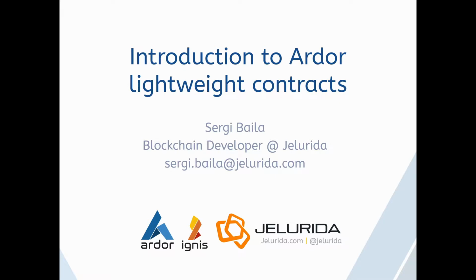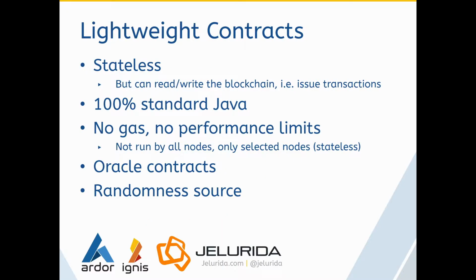So let me talk briefly about the technical details of how these contracts work. So these are the main key features, like they're stateless, so they can read and write in the blockchain, and so writing on the blockchain is like issuing transaction. We've seen that on the example. We read the trigger transaction, we read the account address of the transaction that triggered the contract, and we sent another transaction back.